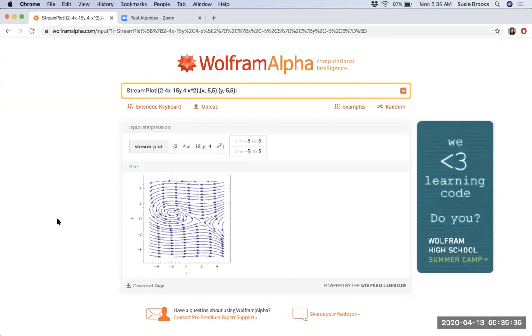So go ahead and have this web page up while you're working on your homework, because your homework will require you to sketch some of these phase plots. I will never ask you to do this on your own without the help of some kind of computer algebra system. So I encourage you to bookmark this page.